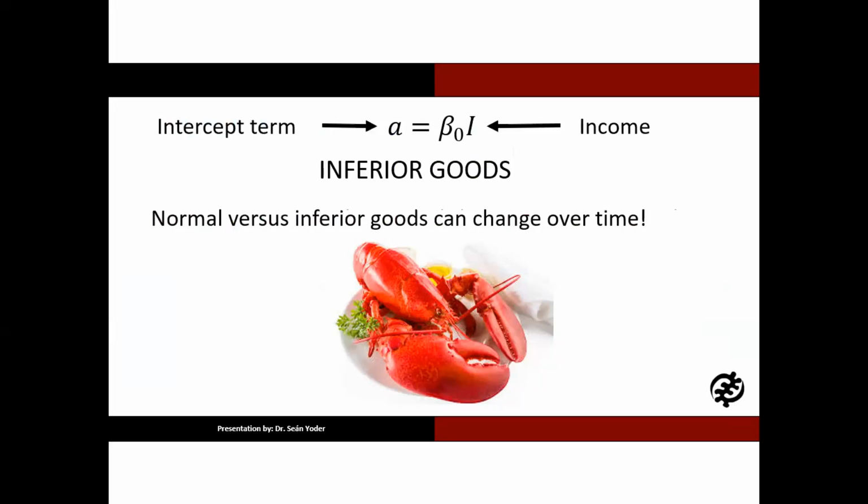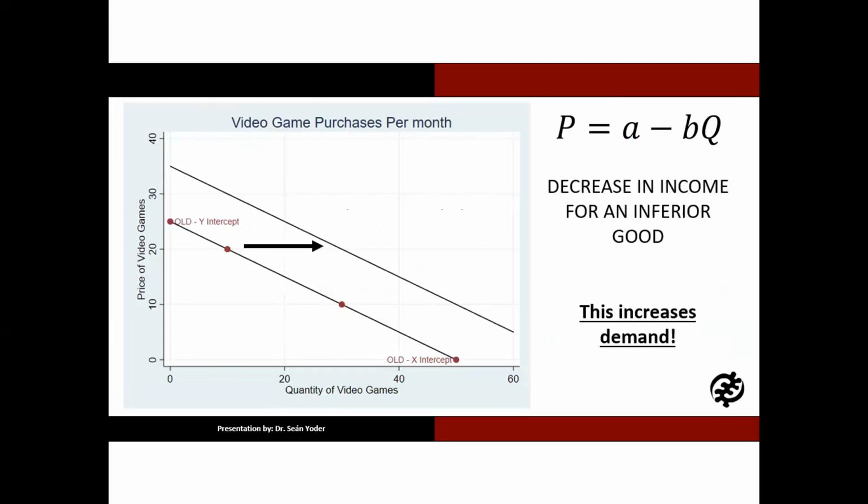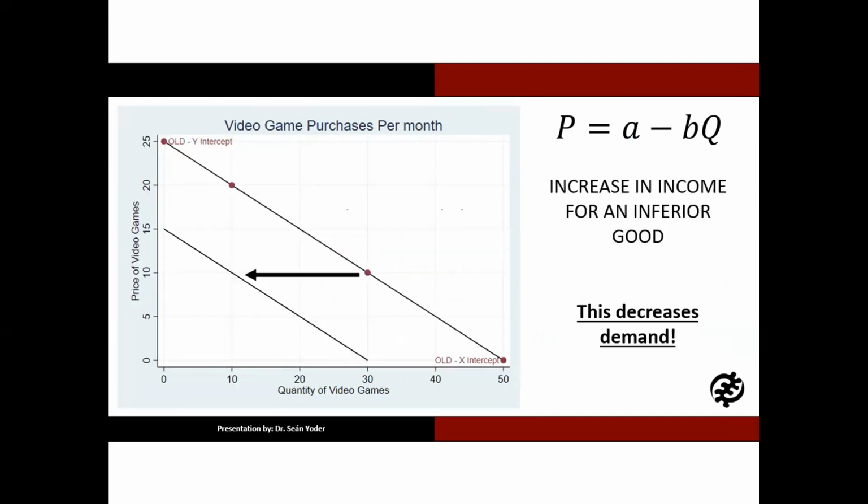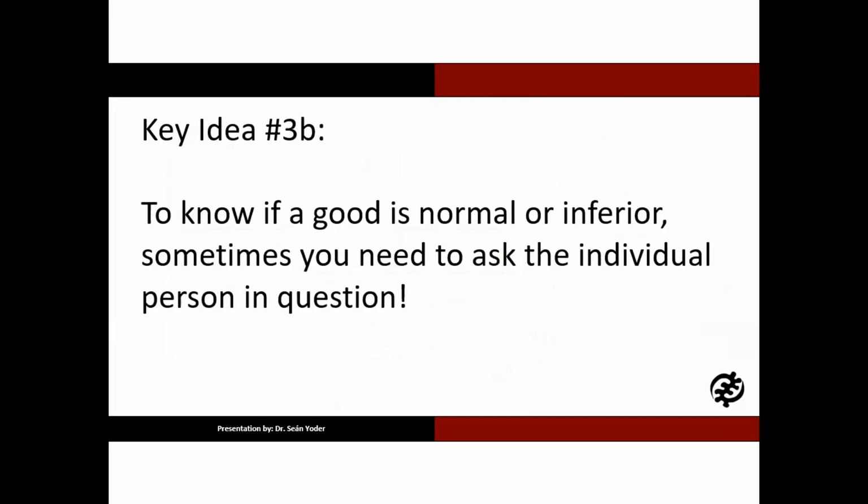Same with industries. So if you lose income and it's an inferior good, this increases demand, shifts to the right. If you get more income and it's an inferior good, this will decrease the demand for an inferior good, and it will shift it to the left.